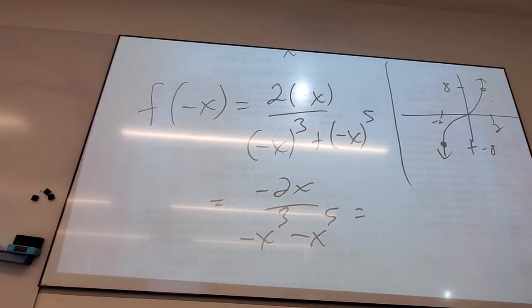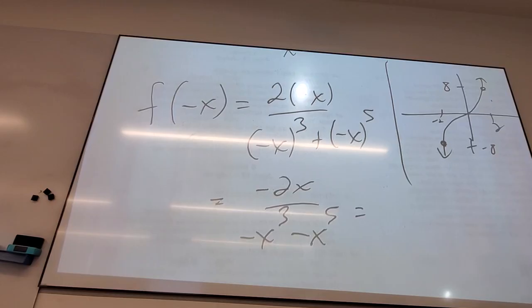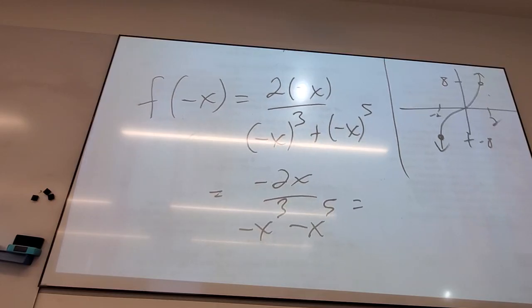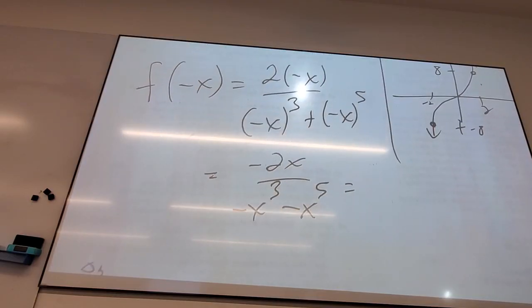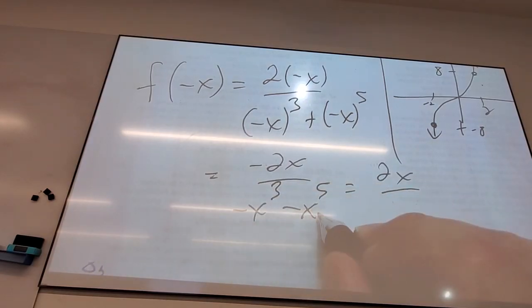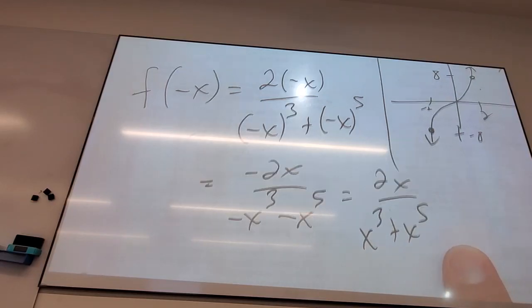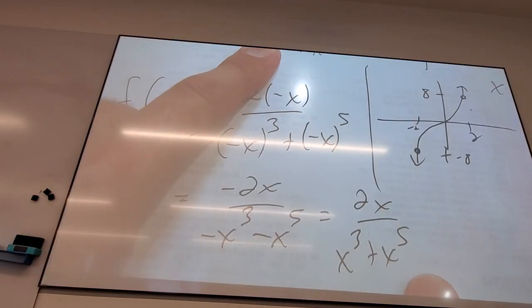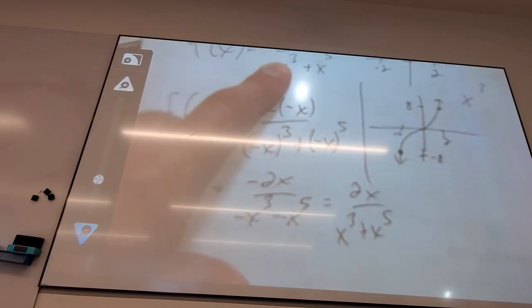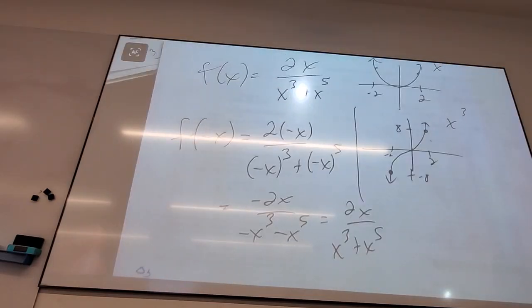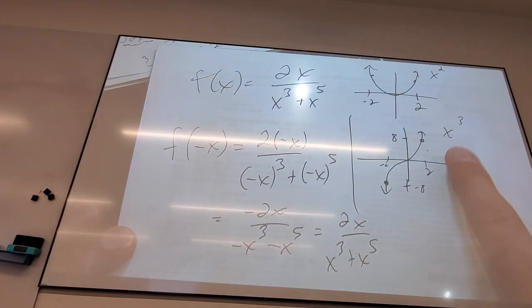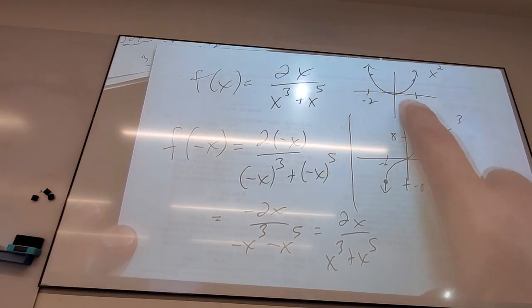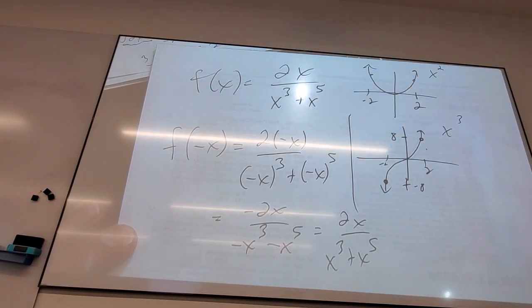Can anyone see what you can do with that? Is there something common to the top and the bottom? Let's not do that far. I kind of made one that's a little bit weird. Can I cancel all the negatives out? Yeah. How does this compare to the original function? It's the same. So is it even or odd symmetry? I plug negative in, and I get the same output as I did the original. Even.